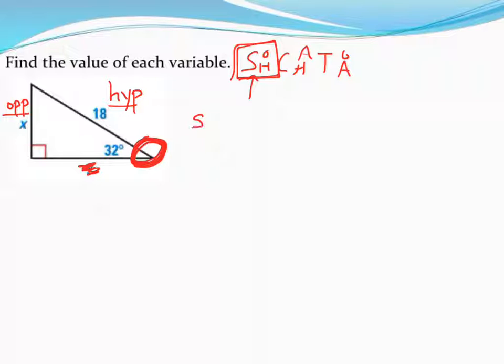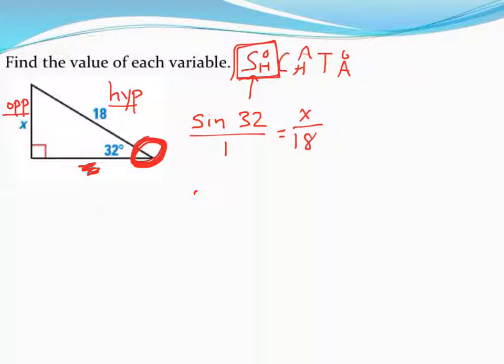So let's write down the sine of the angle, so sine of 32. And I'll put that over 1. Has to equal the opposite side, which is x, over the hypotenuse, which is 18. So use a trig table, or probably your calculators, to find the sine of 32. Round that to 4 decimal places.